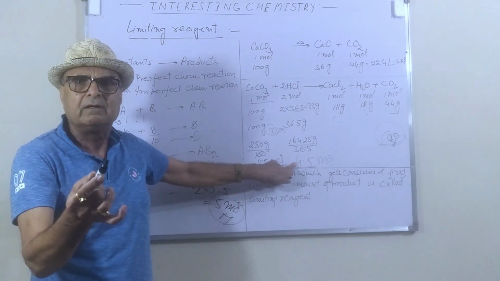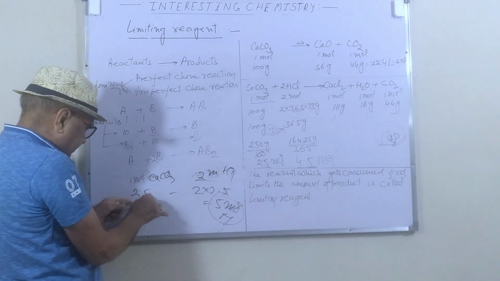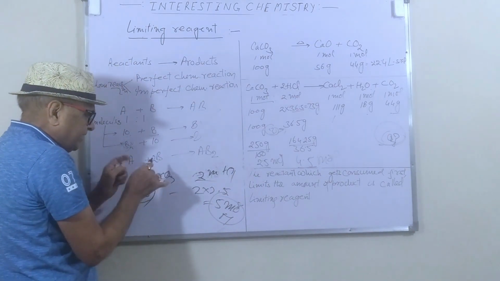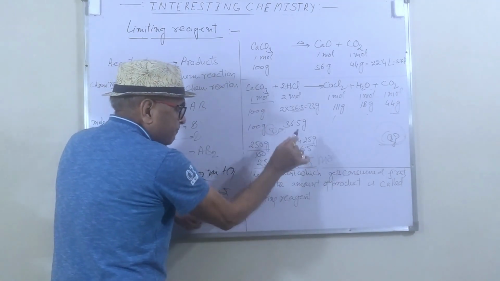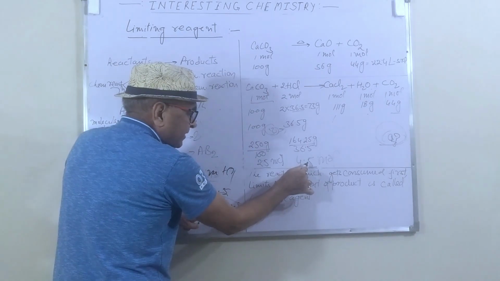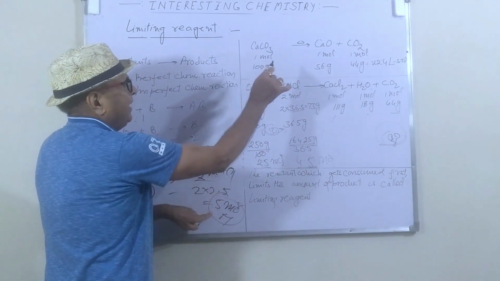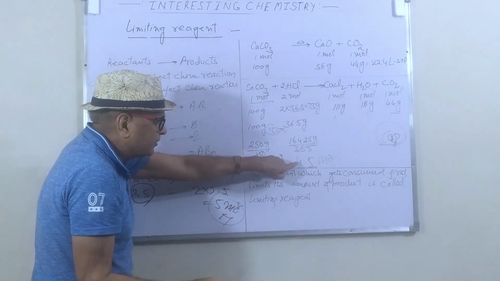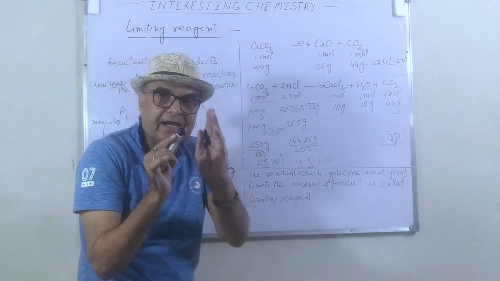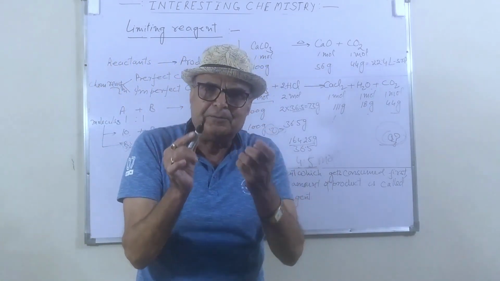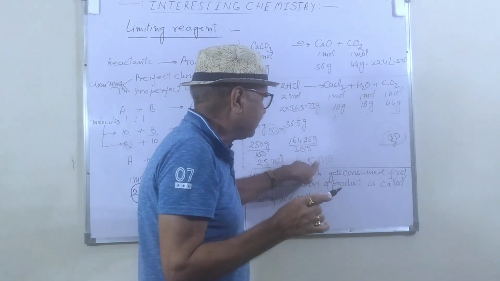What will happen? The HCl will be consumed first, because 2.5 mole of calcium carbonate requires 5 mole of HCl, and in your experiment you have only 4.5 mole of HCl. So it will be consumed first. So this HCl will act as the limiting reagent. I think that you have understood this method.